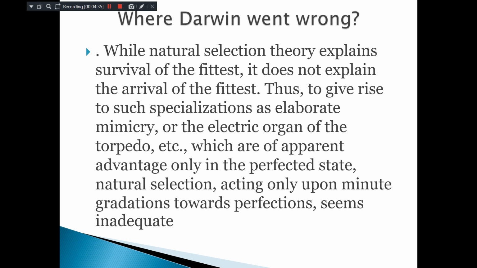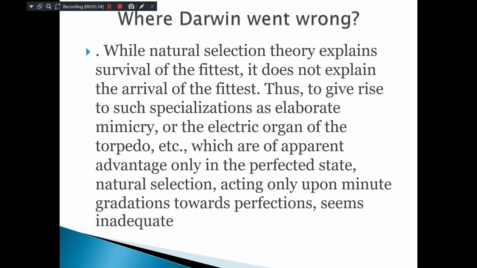Even after Darwin and Wallace published their theory of natural selection, there was certain criticism at that time also. One of the facts where Darwin went wrong in explaining the theory of evolution is the survival of the fittest. Darwin satisfactorily explained the survival of the fittest, but he never mentioned the arrival of the fitness, how this fitness character arrives. What is the criterion for a fittest character? The fitness of an organism need not always be the fittest character; when nature changes, the character once considered the fittest may become obsolete. So he failed to explain the arrival of the fittest.